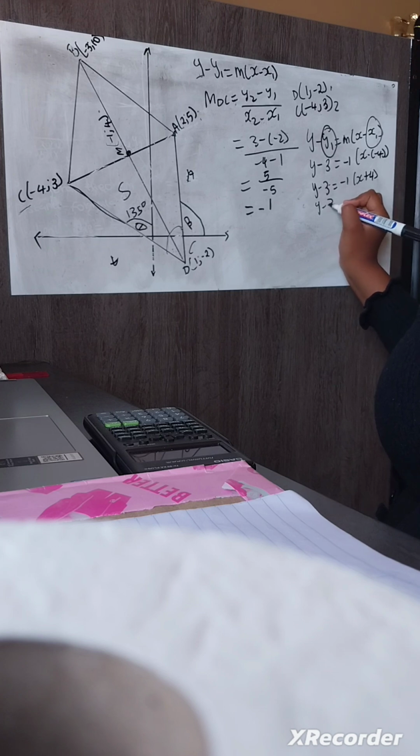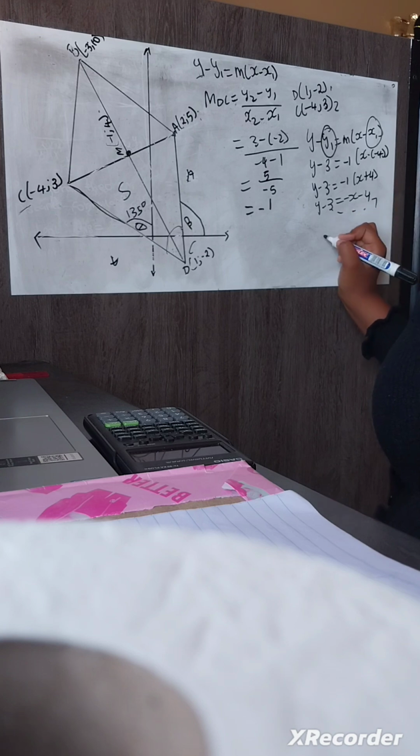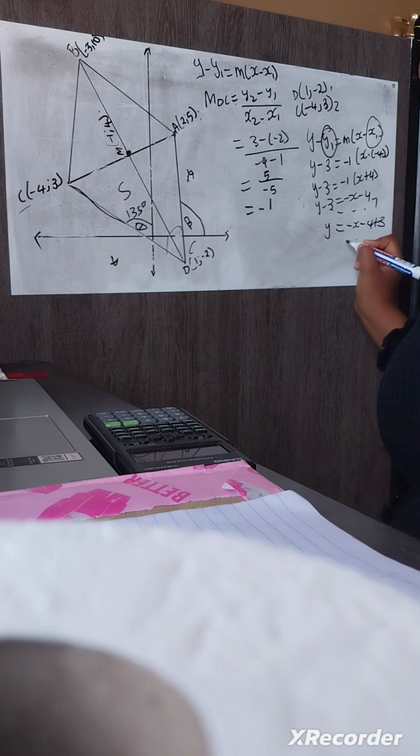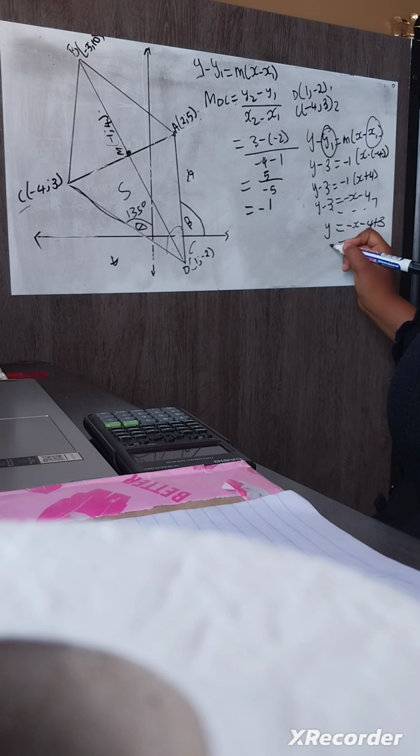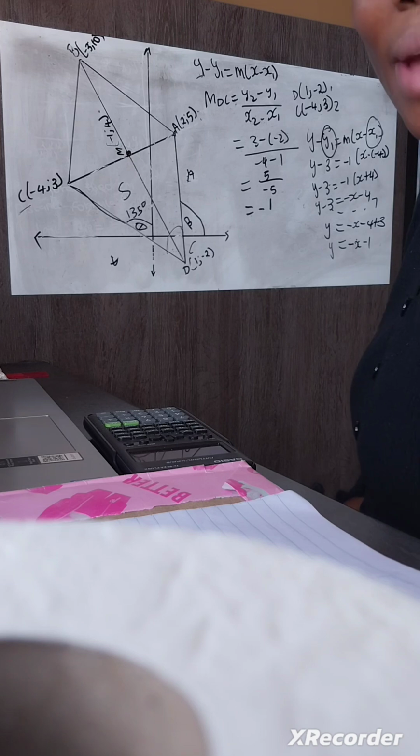Multiplied by negative, we are going to have minus x minus 4. Move the 3 to the other side. We'll have y is equal to minus x minus 4 plus 3. It changes the sign when it gets to the other side. Am I right? Then our equation will be y is equal to minus x minus 1.